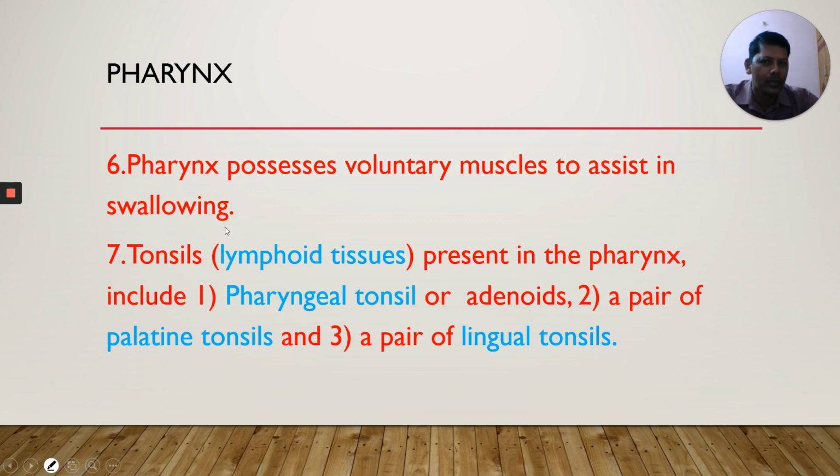Next, another part. The pharynx also consists of tonsils. Everyone is familiar with the term tonsils. Have you got tonsils or not? Some of you may say no. Everyone has got tonsils, but you may not have tonsillitis. Inflammation of tonsils is called tonsillitis. The word itis means inflammation.